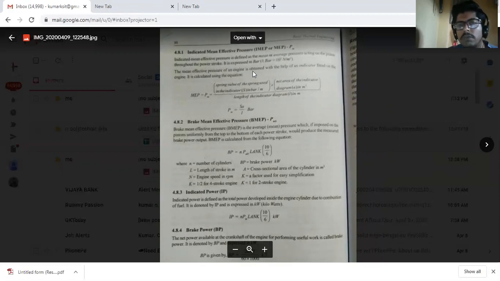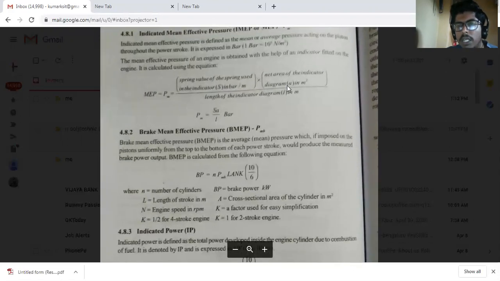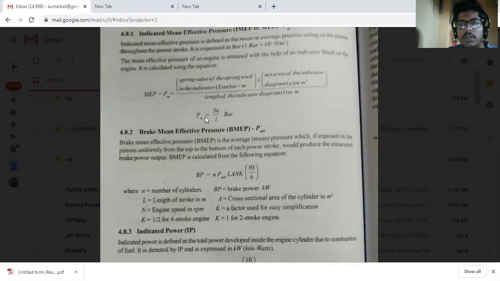This can be measured with the help of the indicator card, and it can be calculated using the following equation. MEP, denoted by PM, is equal to S, the spring value of the spring used in the indicator in bar per meter, multiplied by A, the net area of the indicator diagram in meter square, divided by L, the length of the indicator diagram in meter. So PM equals S into A divided by L, expressed in bar.